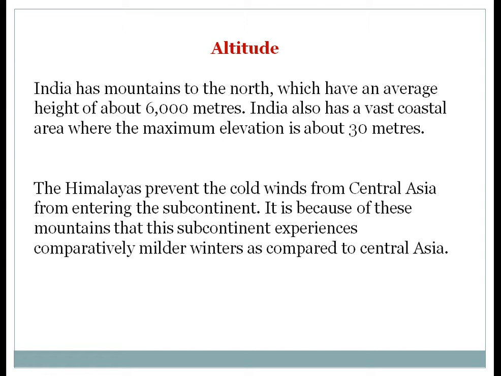Next, altitude. India has mountains to the north and their height is more, around 6,000 meters above, and India also has coasts whose maximum elevation is about 30 meters. So here we are seeing how the Himalaya is acting as a barrier and preventing the cold wind coming from Central Asia. Okay.